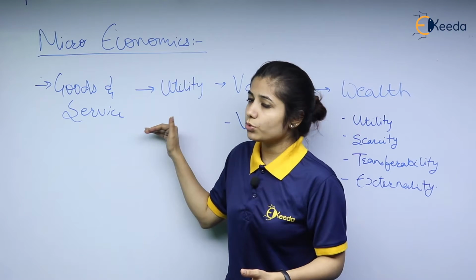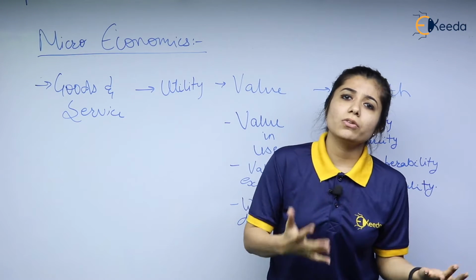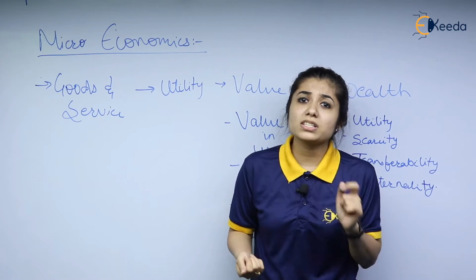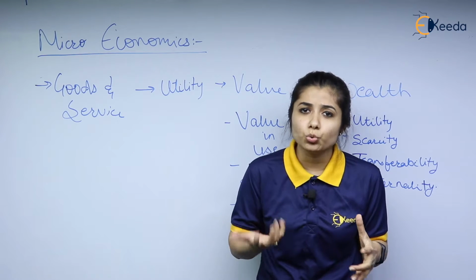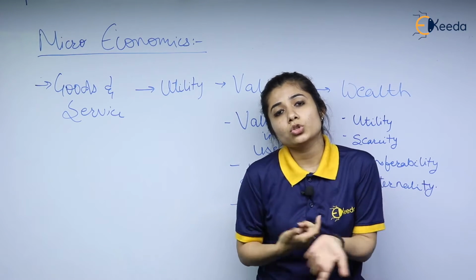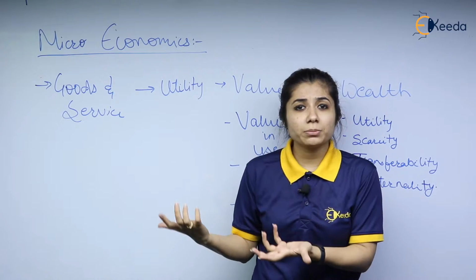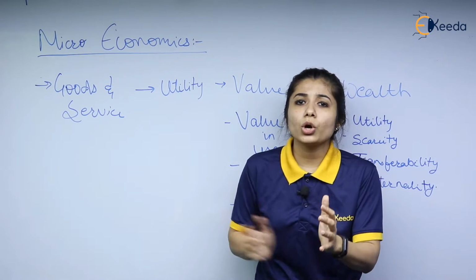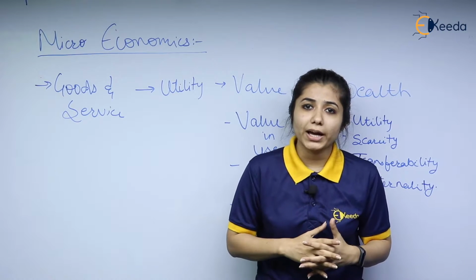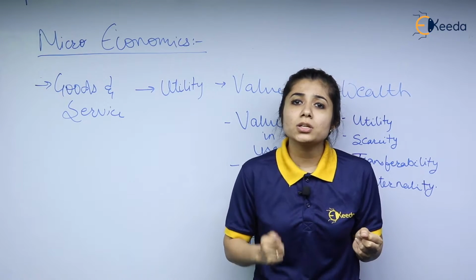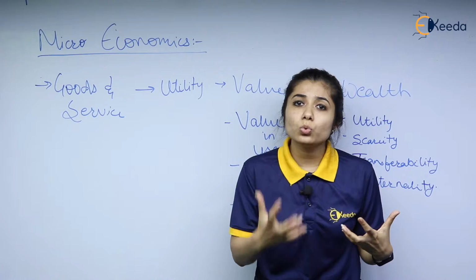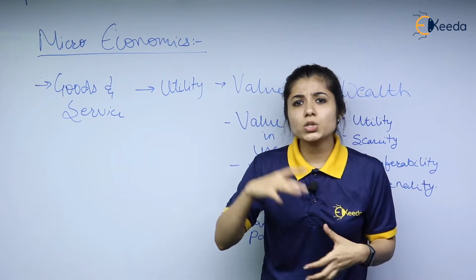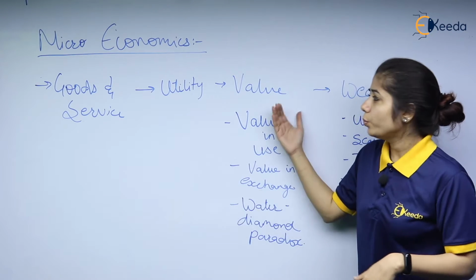The next one is utility. Any goods or services that are bought or sold must have utility, must have some use. Do we buy something that is totally useless? Do we buy rotten tomatoes, rotten apples? No, we don't. Any goods or any service that we buy or sell must have a certain amount of use and should be usable. The next one over here is value.